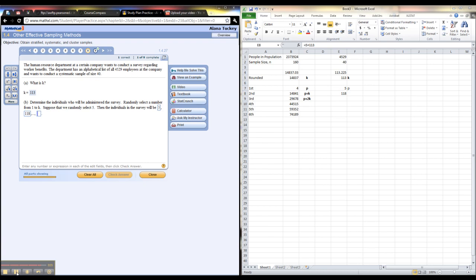And that leads us to the last one. There's a formula for the last one. It's P plus n minus 1 times K, which in this case would be 5 plus 39 times 113, because n is 40, so n minus 1 is 39. That would be 4412. I got it. All right, so that's the formula for that one.